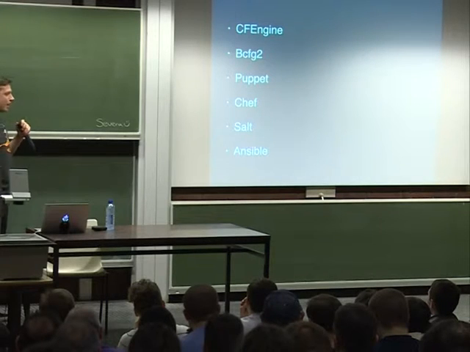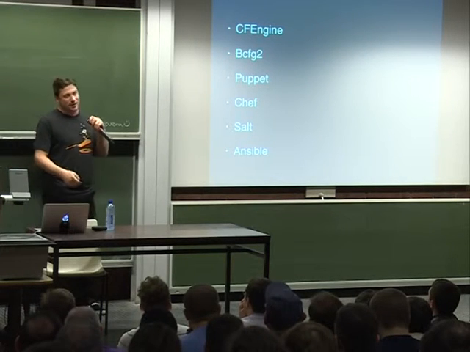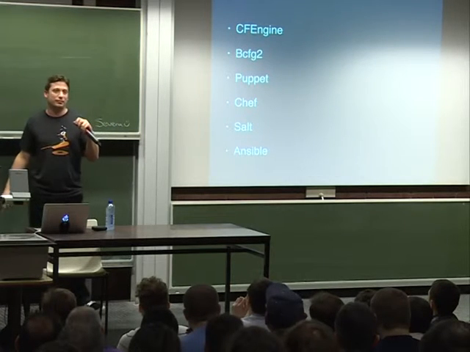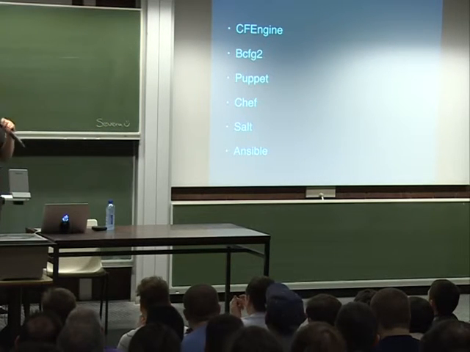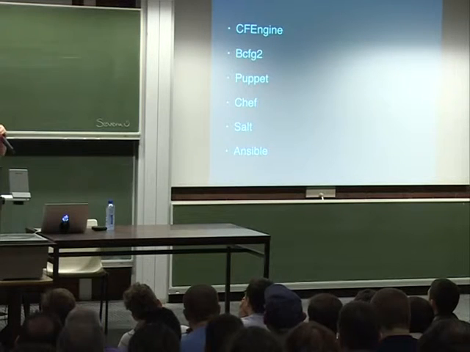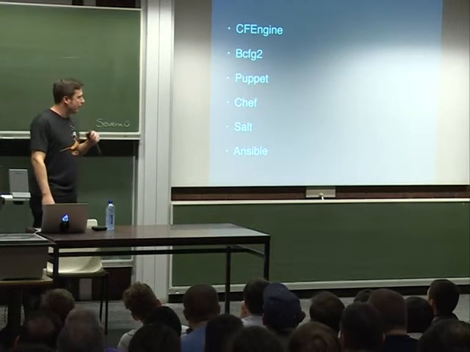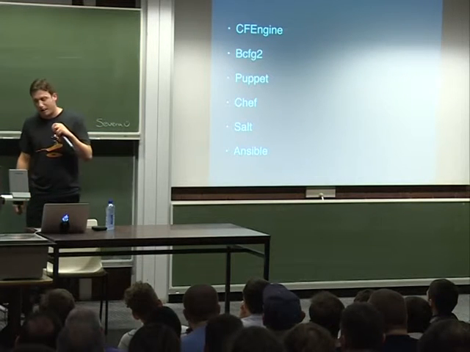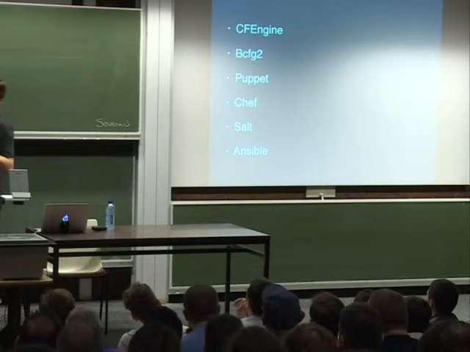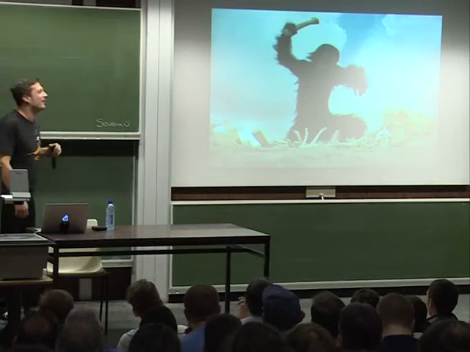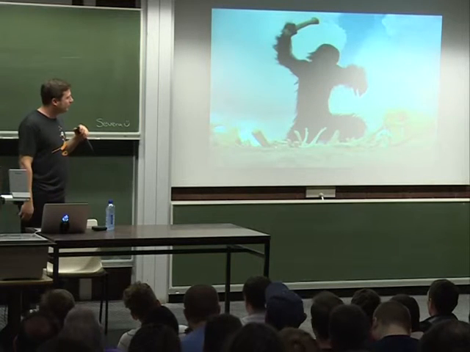So, this talk is going to be, everybody likes to compare these things, like how are they different? Right? I'm going to talk about how they're the same. So I'm going to talk about CFEngine. I'm not going to talk about bcfg2 because I don't really know anything about it. I'm going to talk about Puppet. I'm going to talk about Chef. I'm going to talk about Salt. I'm going to talk about Ansible. It's all in and out, so I'm going to talk fast. Okay. So here we go.